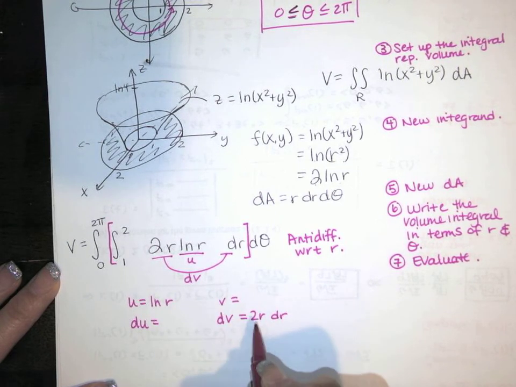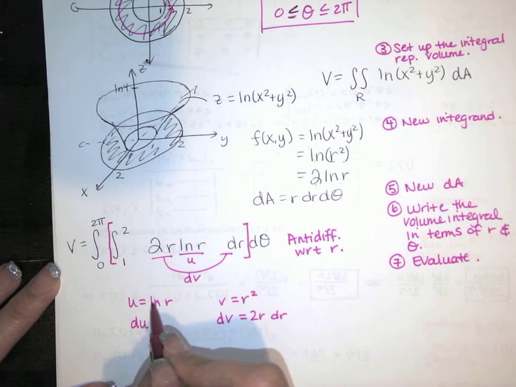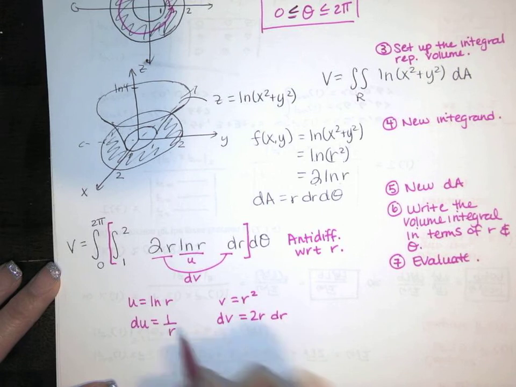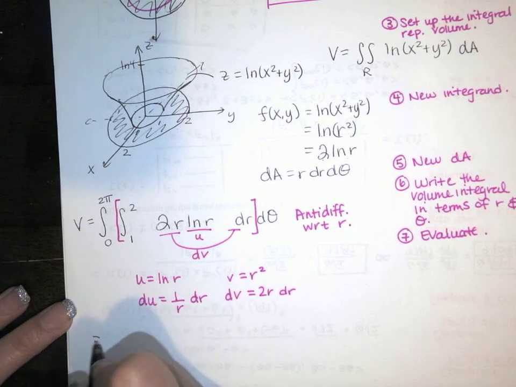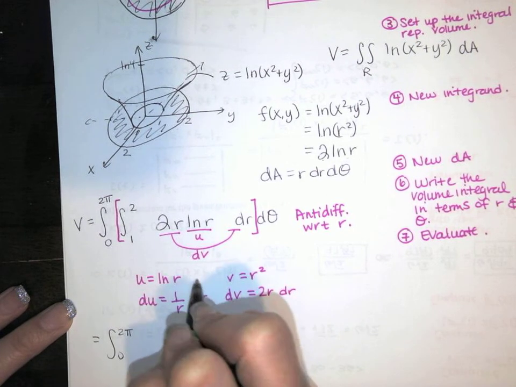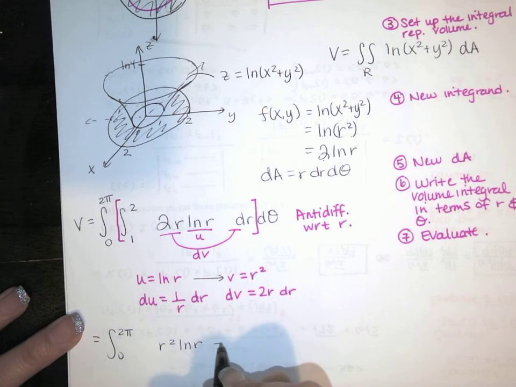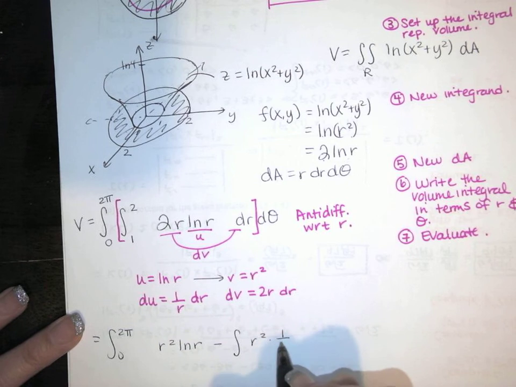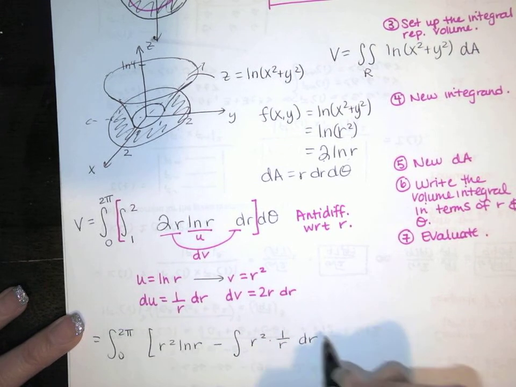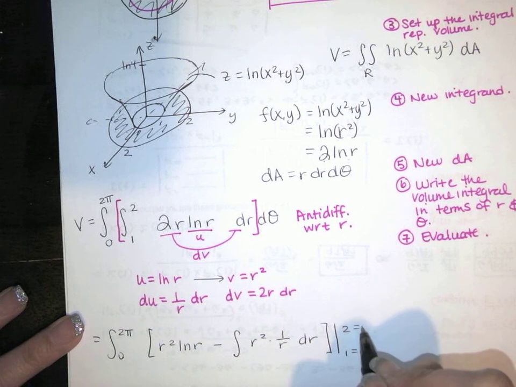Then we anti-differentiate 2r to get v, get r squared. Differentiate u to get du. Don't forget your dr. And then according to integration by parts, the result is u times v, so we get r squared natural log of r, minus the integral of v times du. And all of this is evaluated from r equals 1 to r equals 2.